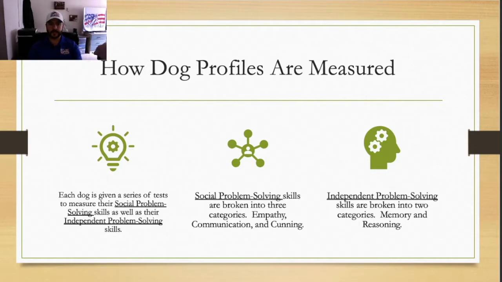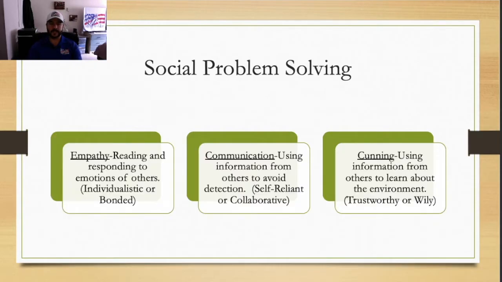Okay, so now that we know that, we are going to go into the next part, social problem solving. The very first tests that are conducted are for empathy. What they're trying to see is how the dog reads and responds to the emotions of others. They want to know, is the dog more individualistic, or is the dog more bonded when it comes to this part of their cognition?